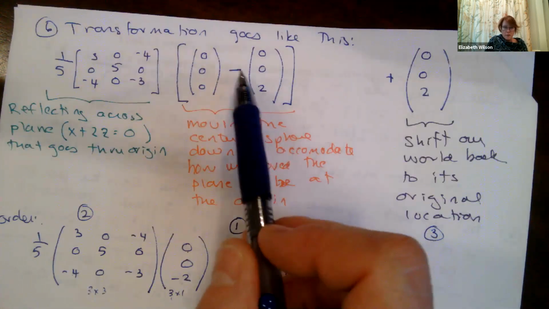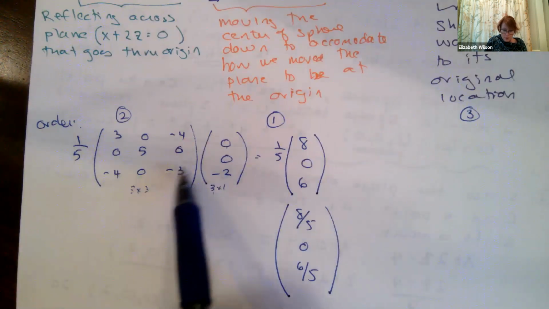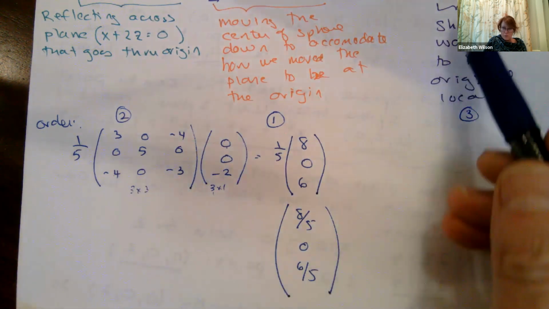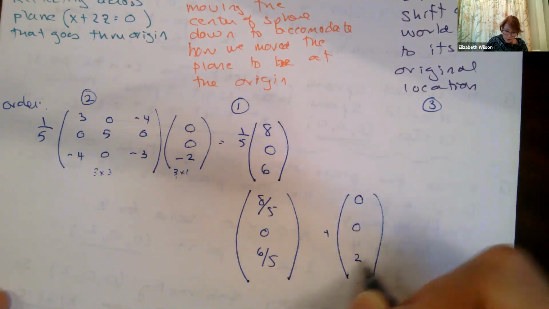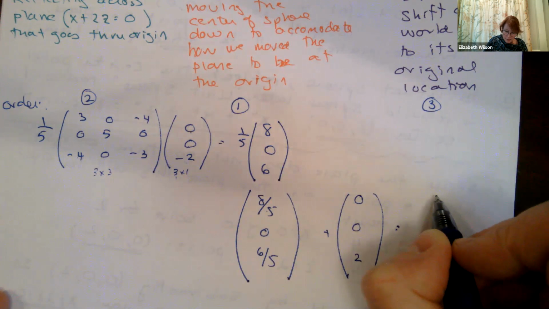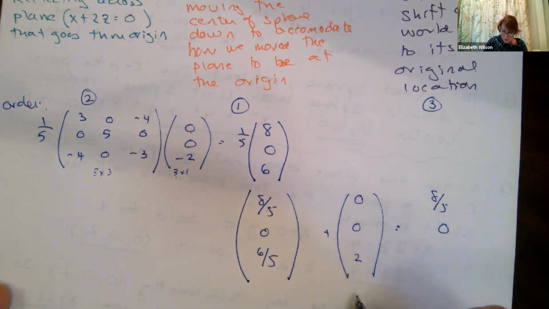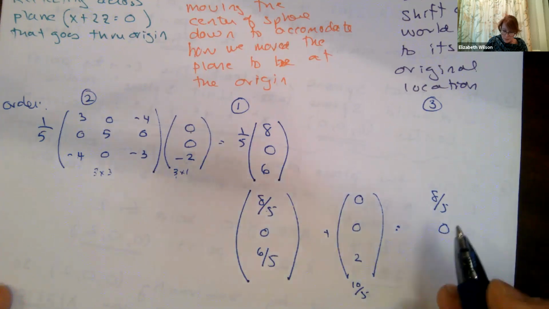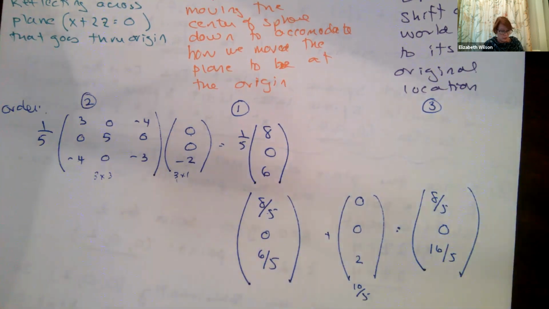Now I have to add that to shift my world back to 0, 0, 2. This moves it down so that it's reoriented in its origin. I do my transformation, which gives me this, and now I have to shift my world back into place. Plus 0, 0, 2. So 8/5 plus 0 is 8/5. 0 plus 0. 6/5 plus 2. So 2 is equal to 10/5, the common denominator. 6 plus 10, 16/5. Okay, so this is the new center of my sphere.